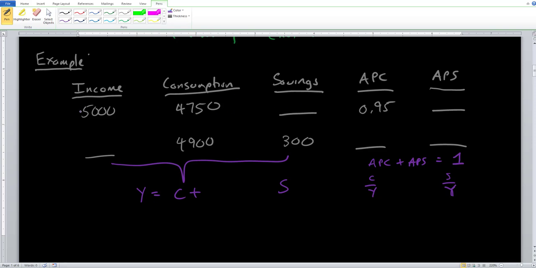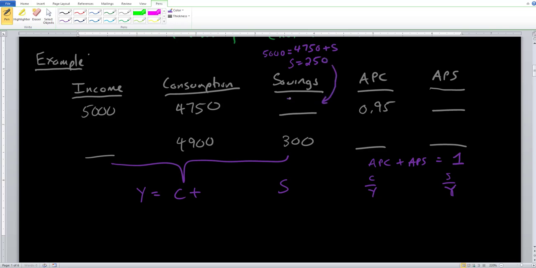So we have income, we have consumption, very first row. What do we know our savings are? Simply put, we just plug it into this formula. We have income, y equals c plus s, so 5,000 equals consumption, which is 4,750, plus savings, that's our unknown. Just using a little bit of algebraic manipulation right here, you know that savings has to equal 250.